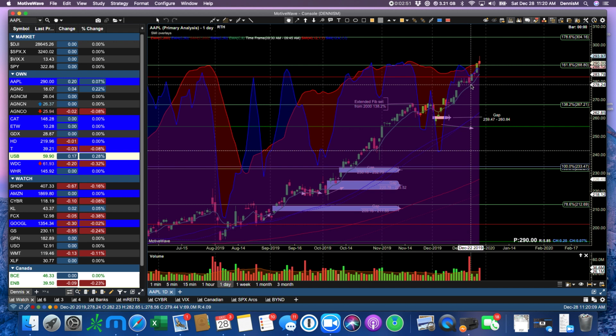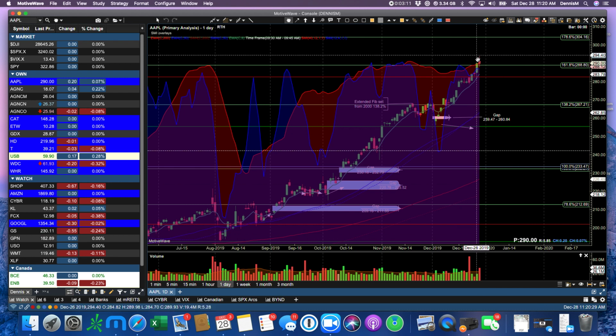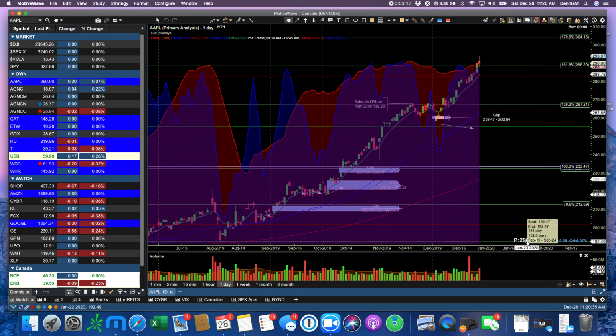Apple ended the day down slightly. It was off to a good start, but it's now come down and tested the 61.8% again, which we said that it likely would. Now, where is it going to go from there? But look at the size of the volume. It's only showing a red day because the stock was actually down a little bit yesterday, but not down much. It finished at exactly 290.